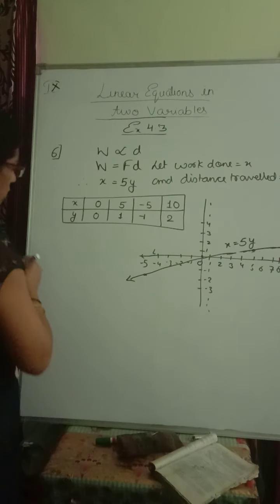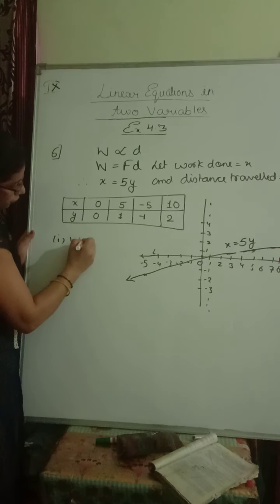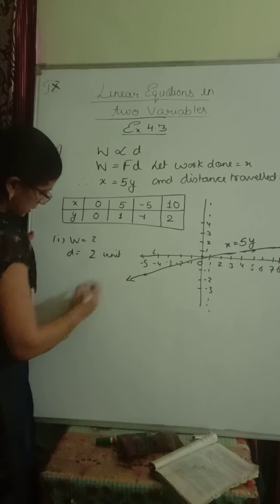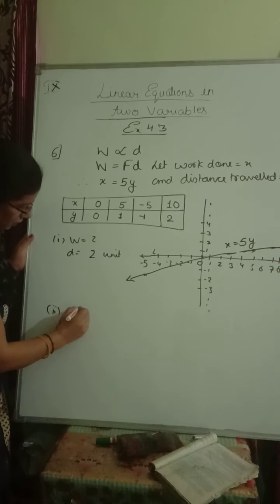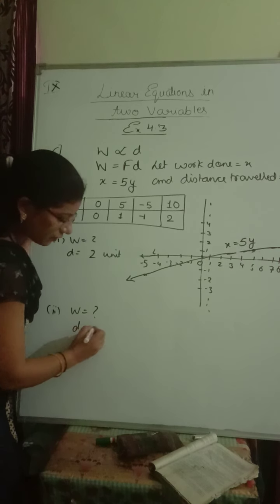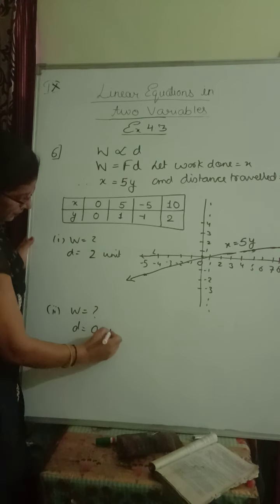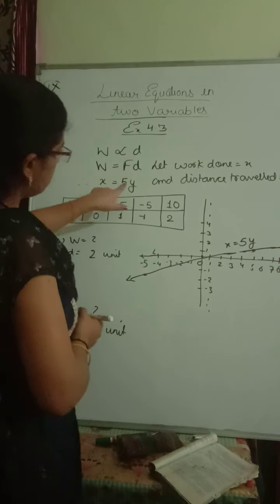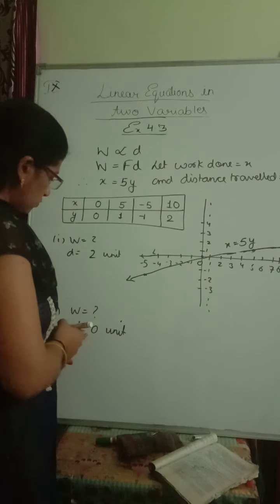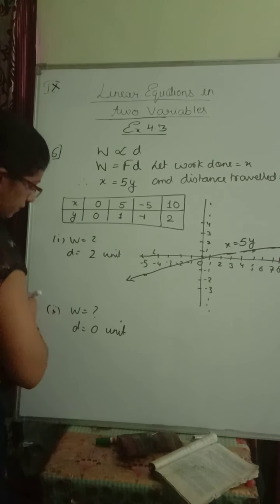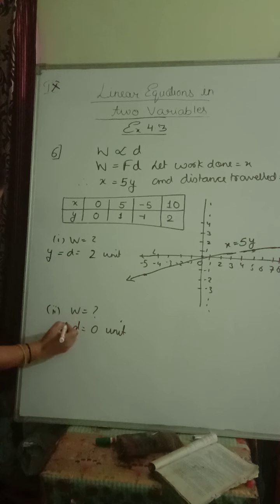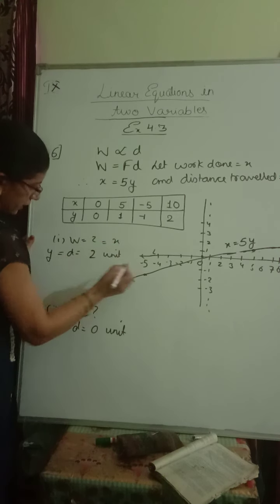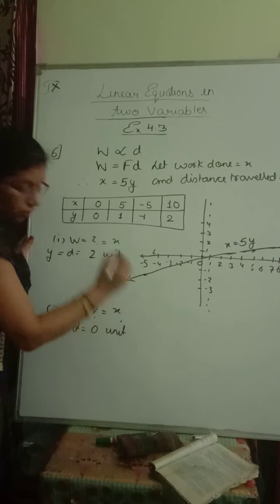So it is given in two parts. First, we have to find the work done when the distance traveled is 2 units, and second, we have to find the work done when the distance traveled is 0 units. So see here, distance traveled we have denoted by y. We have been given the value of y. What is work done? x. We have to find the value of x.